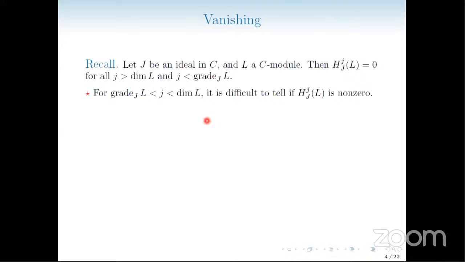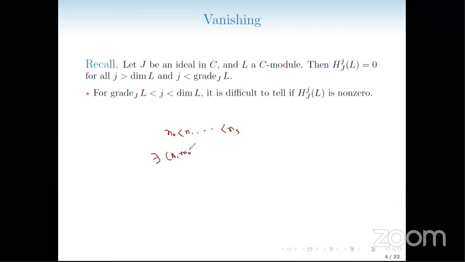MacDonald proved that if we take such a sequence n1, n2, ..., ns, a finite increasing sequence of non-negative integers, then there exists a certain local ring A such that this is the depth of A, this is the dimension of A, and the ith local cohomology module of A does not vanish only when i is some nj. So we can take any arbitrary sequence and we will get some local ring like this.